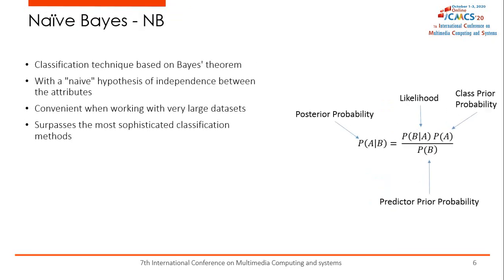Now, we move to naive Bayesian. A supervised classification algorithm based on Bayes' theorem, with a hypothesis of independence between attributes. In Bayes' theorem, the conditional probability that an event A belongs to variable B is calculated using this equation.